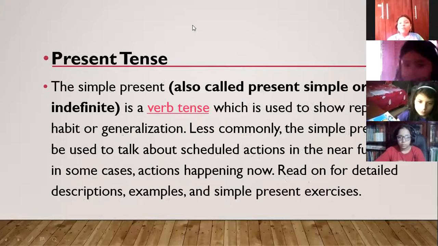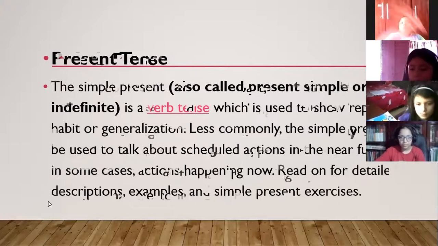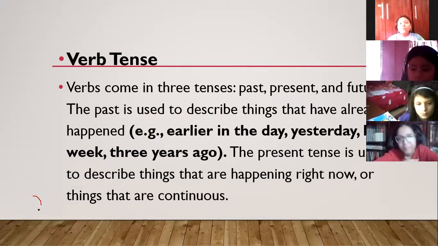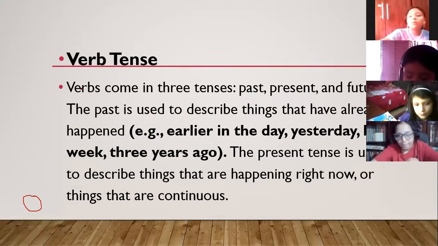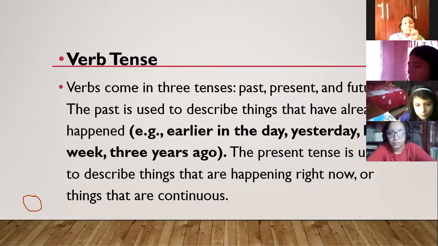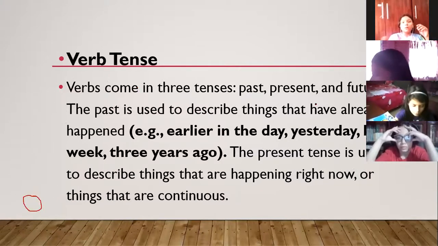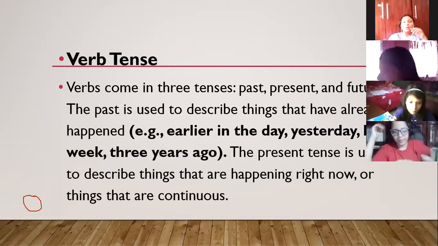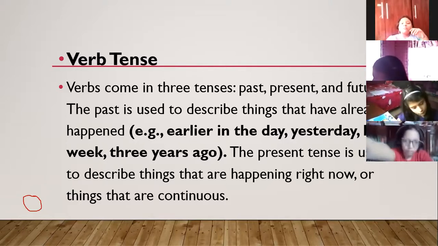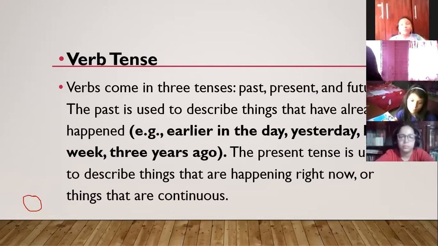Verbs come in three tenses, past, present, and future. The past is used to describe things that have already happened earlier in the day, yesterday, last week, 3 years ago. The present tense is used to describe things that are happening right now or things that are continuous.